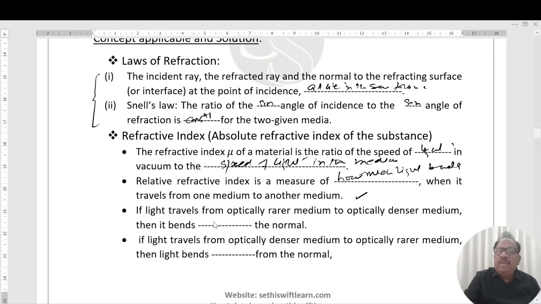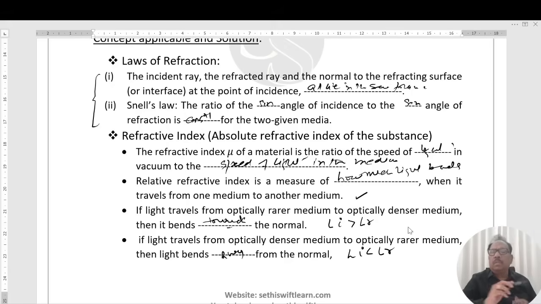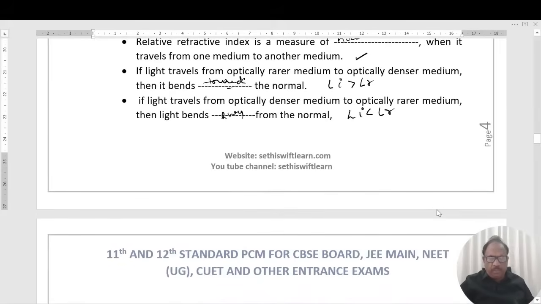If light travels from an optically rare medium to an optically denser medium, then it bends towards the normal. In that case, the angle of incidence will be greater than the angle of refraction. If the light travels from an optically denser medium to an optically rare medium, it bends away from the normal. In this case, angle i will be less than angle r.